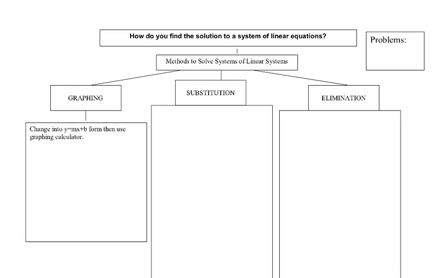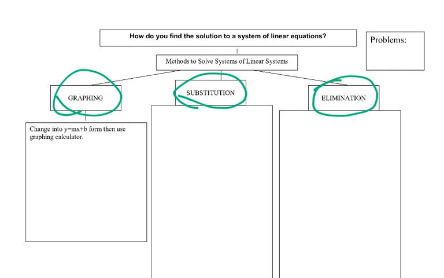Today's lesson is about how to find the solutions to a system of linear equations. Basically, I will talk about three methods to solve a system of equations. First one is graphing, second one is the substitution method, and the third one is elimination. So let's talk about each method separately.